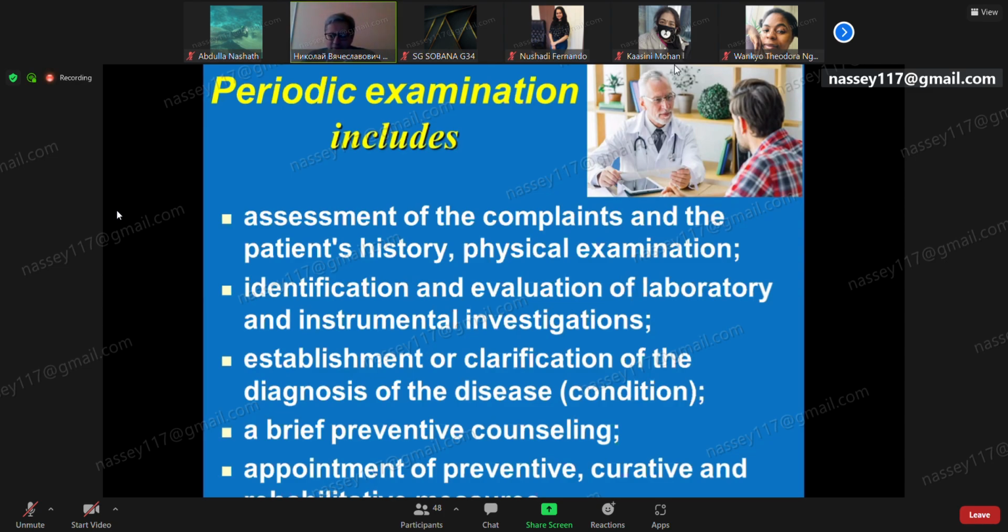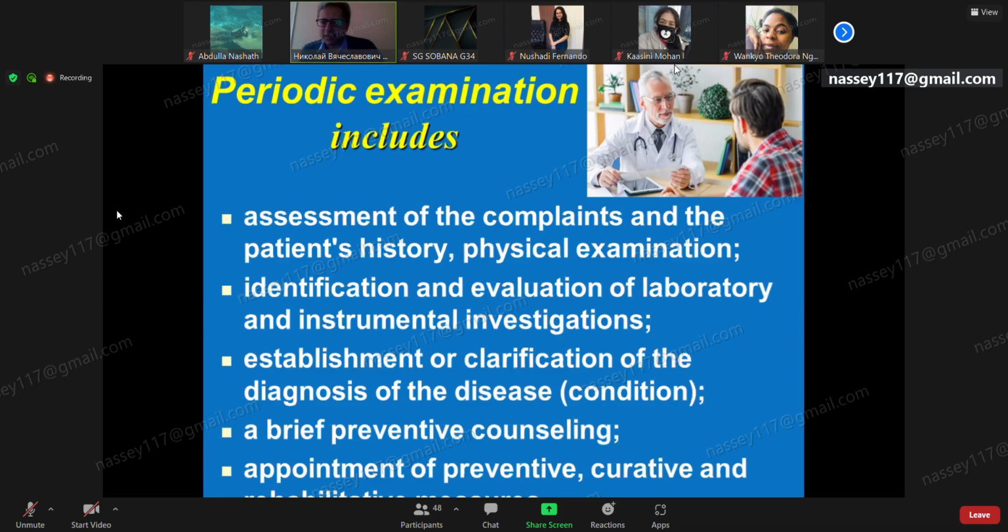An obligatory preventive procedure of this periodic examination is brief preventive counseling. Brief preventive counseling, as I said, is the final part of the periodic examination of the patient.